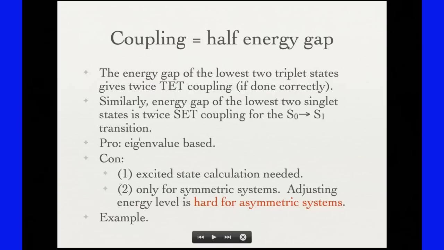The good part of this approach is that it is eigenvalue based, but the problem is that very often you need an excited state calculation, which is a little more costly, but this is generally possible. But this strategy is mostly available for symmetric systems only, especially for large systems that are asymmetric, for example carotenoids and chlorophyll. Adjusting the energy level is hard. There is no general way of doing it. Even so, it is still a possible method if your system allows it. So let's look at some examples.